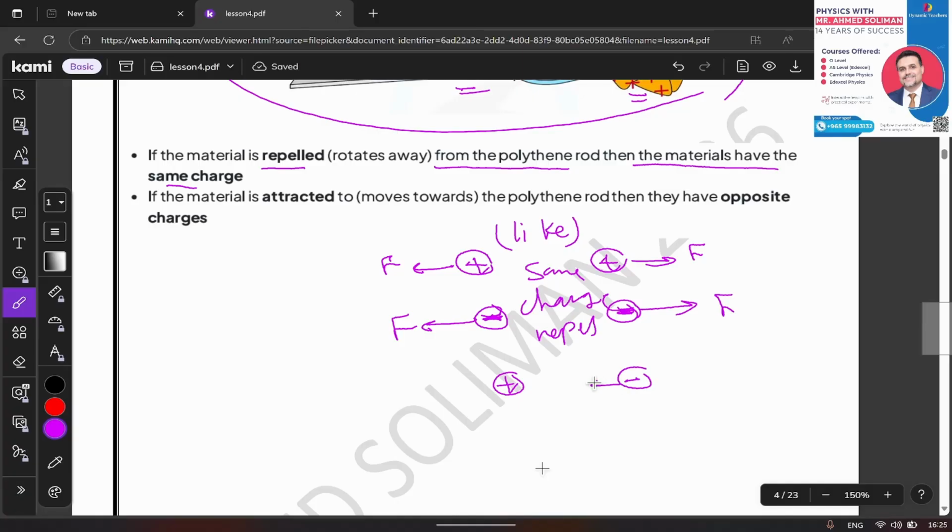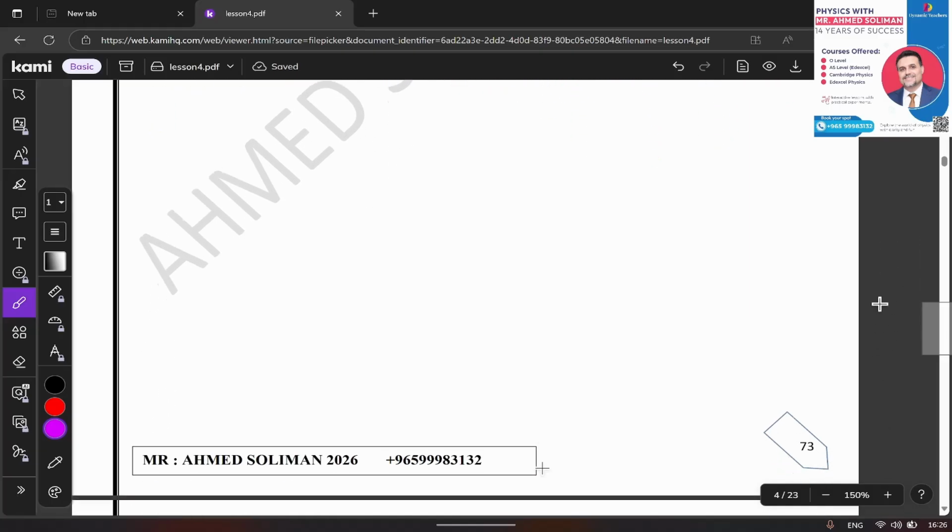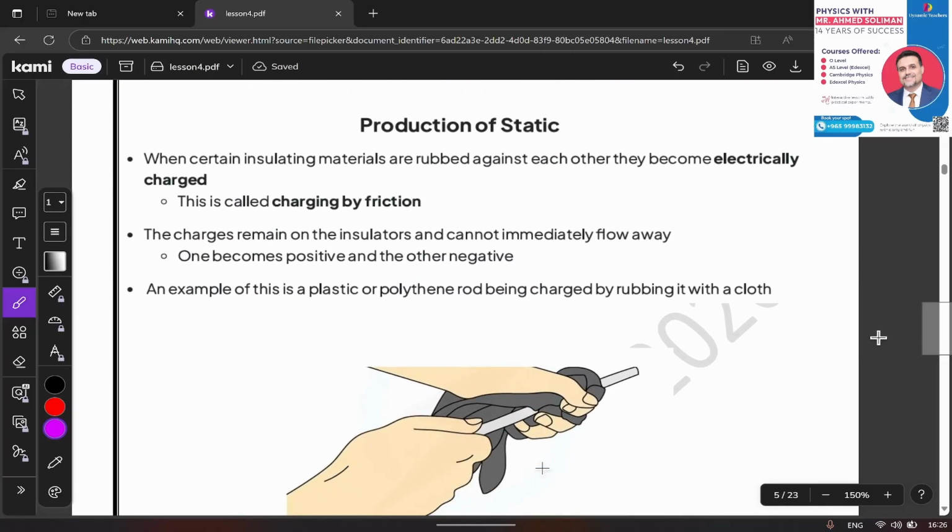Okay? Ahmad, what about positive and negative? Attract. Attract. So it means unlike charges attract, and like charges repel. So if the material is attracted to the polythene rod, they have opposite charge. Opposite means unlike charge. Okay? So now we have finished the experiment.